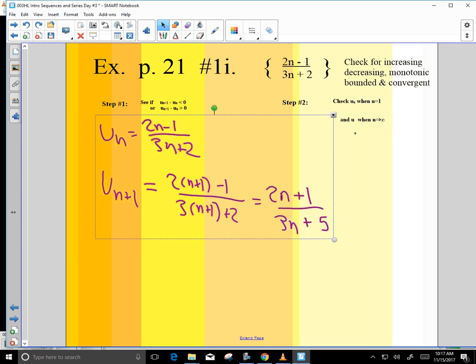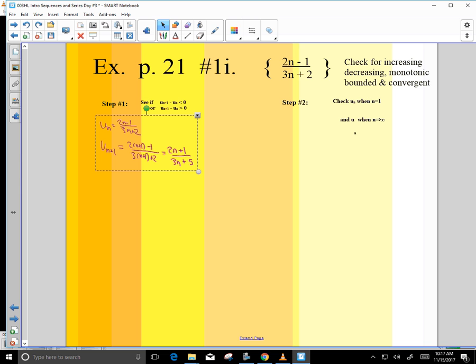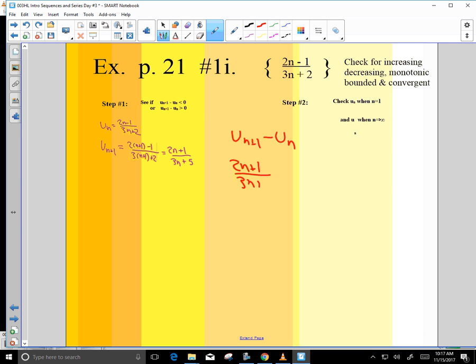Then you just check to see if it's increasing or decreasing. I think it's going to be increasing. That's my guess. Let's see if I'm right. So you go u of n plus 1 minus u of n. And that's going to be 2n plus 1 over 3n plus 5 minus 2n minus 1 over 3n plus 2. Are those denominators the same? Of course not. So we're going to have to make them the same.